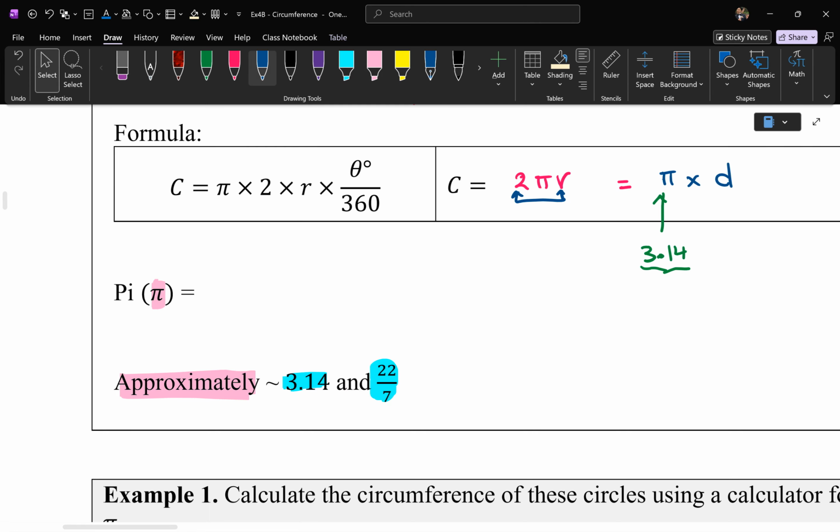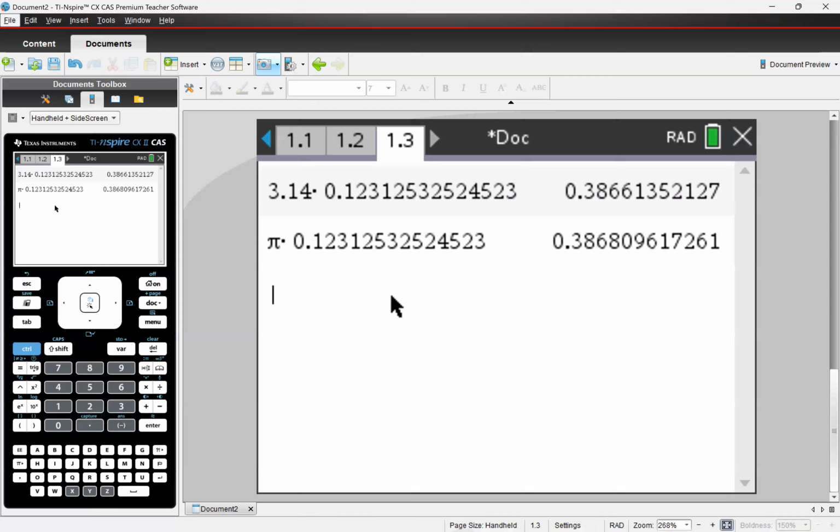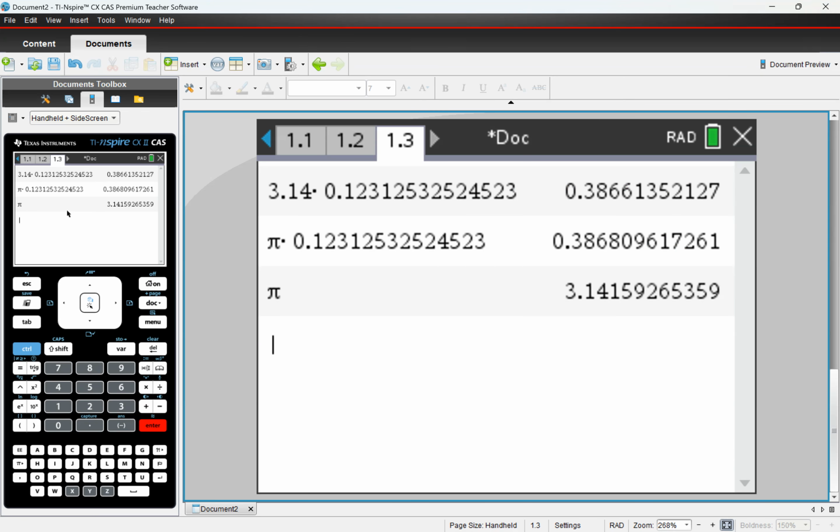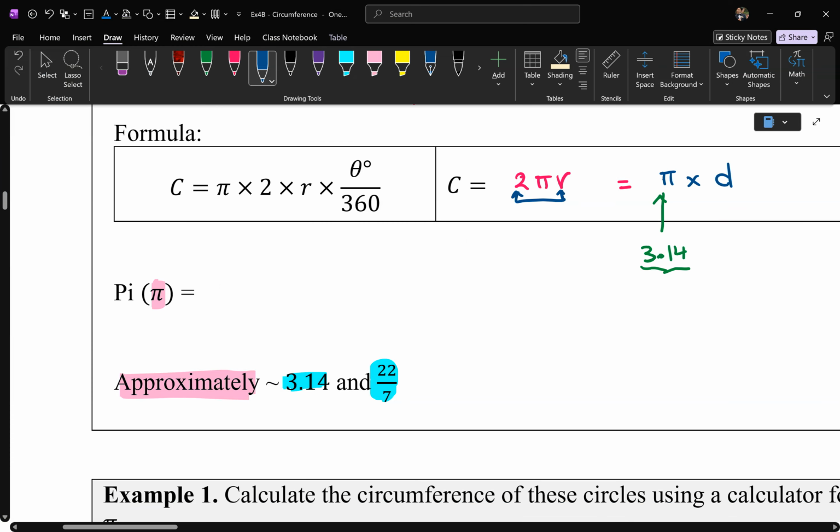Okay, so in this case, pi is equal to, let's see what pi equals to. That's roughly 3.14159.